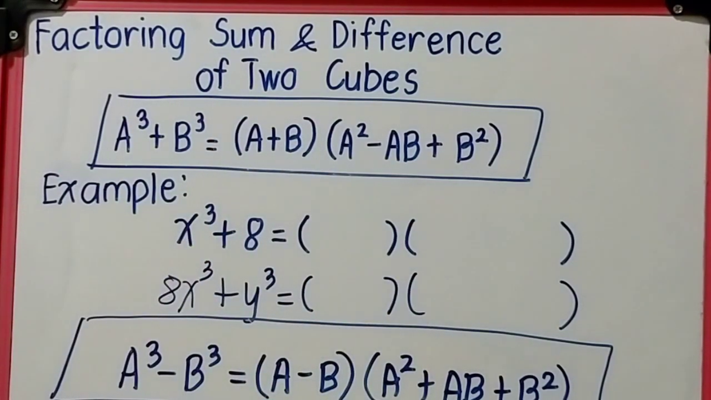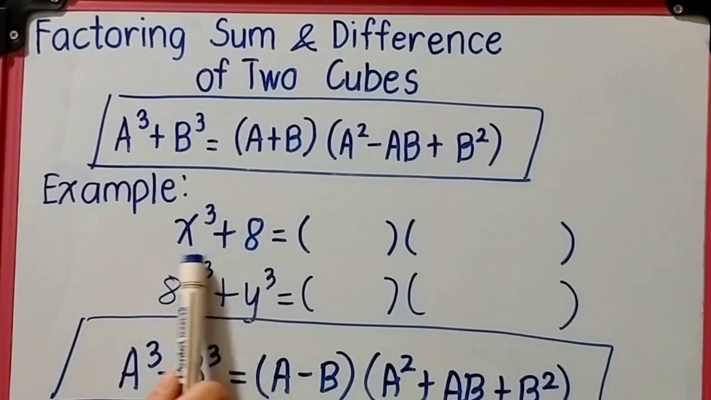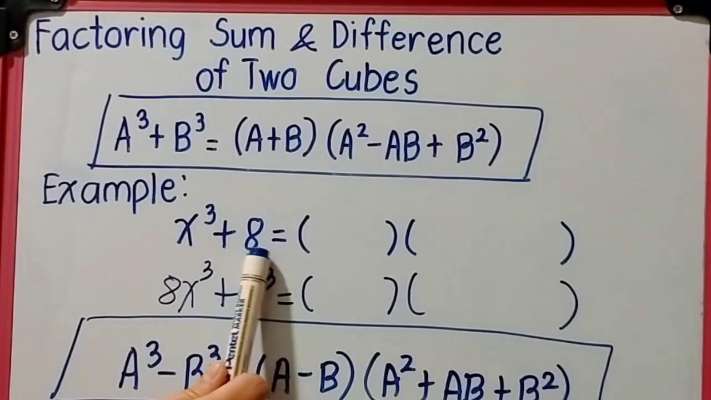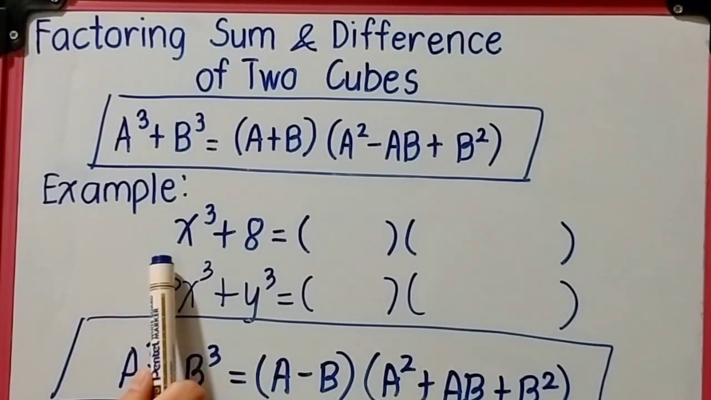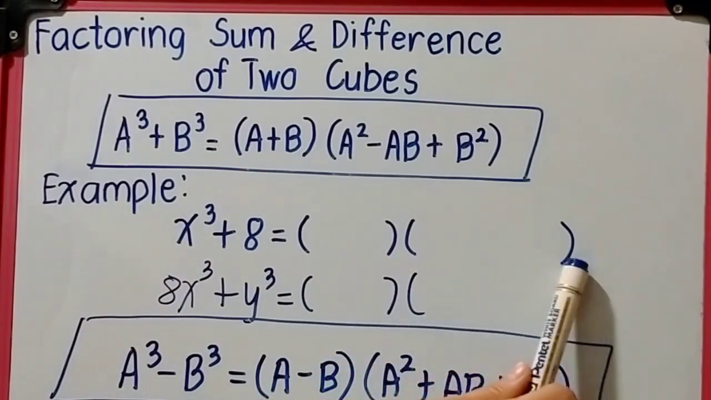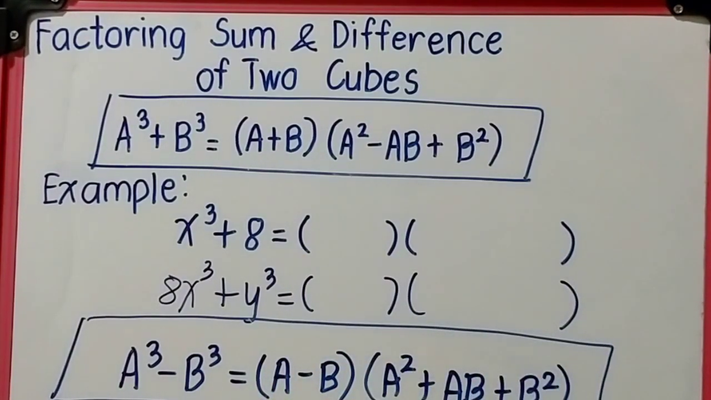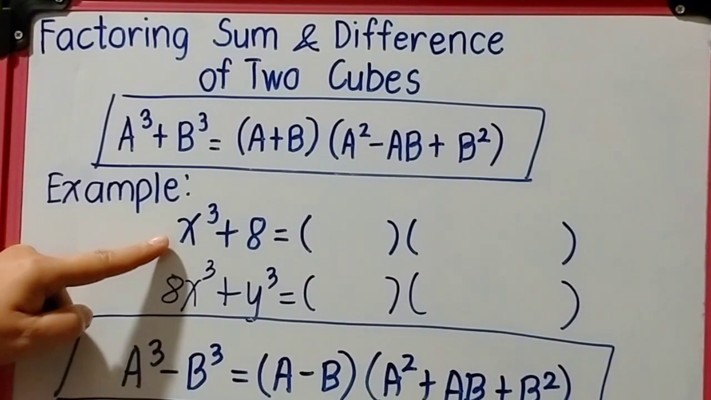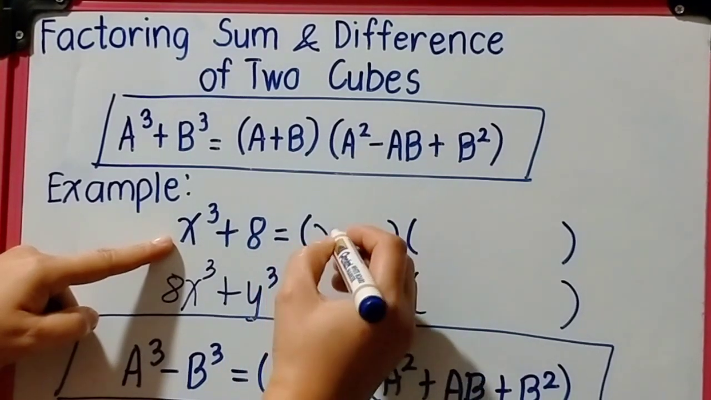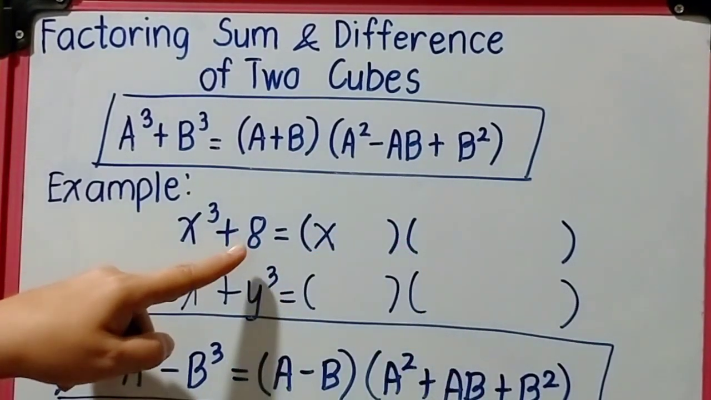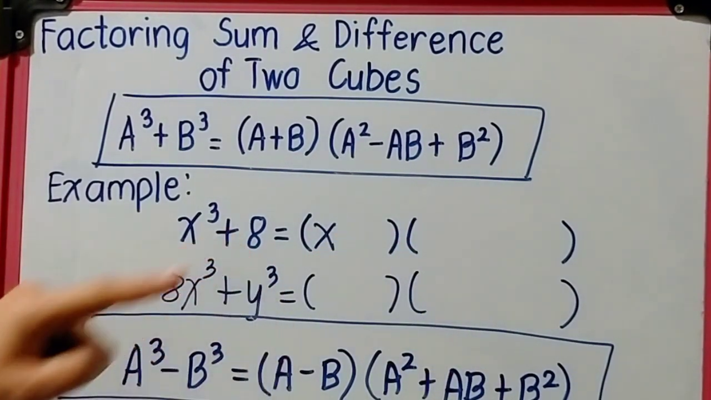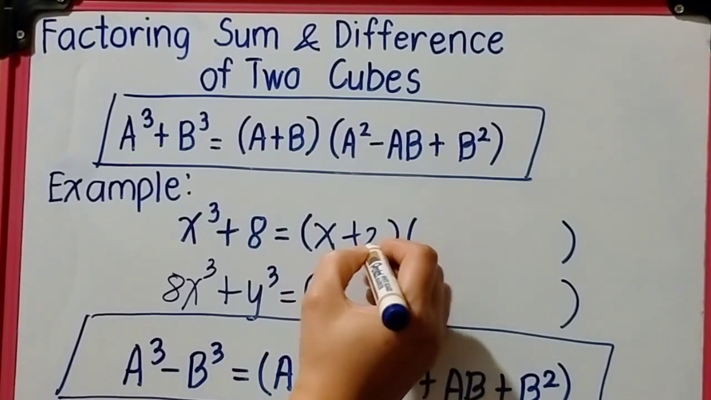So let's take this example. Factor x cubed plus 8. Again, the factors will be a binomial and a trinomial. Now, to get the first factor, all we have to do is get the cube root of the first term, x cubed. The cube root of x cubed is x. And the cube root of 8 will be 2, positive 2.